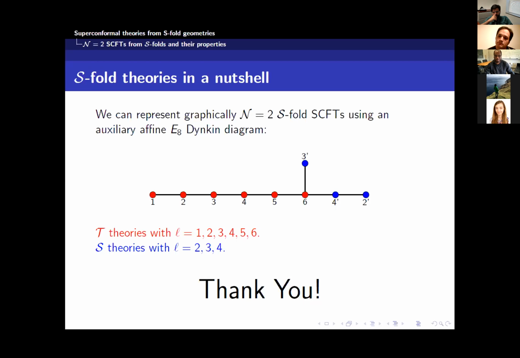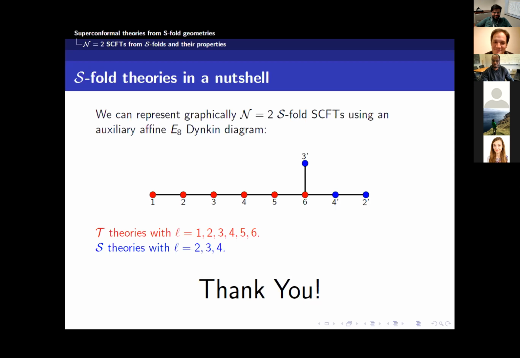Go ahead, Craig. Hi. So I actually had a different question, but I have to ask this question about your last slide. What is the significance of representing these in the affine E8 Dynkin diagram? I kind of expected this question, yeah.